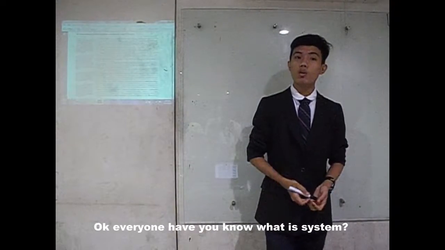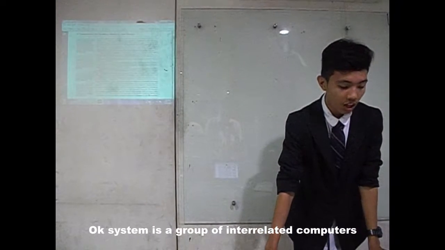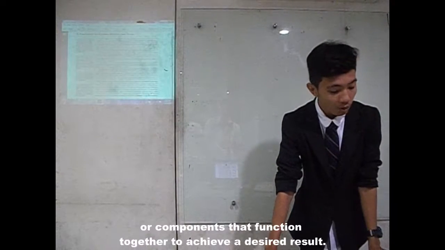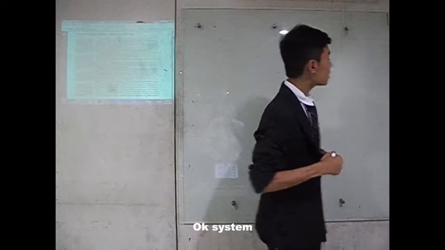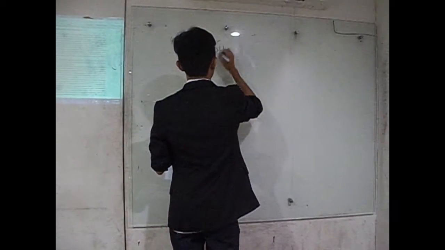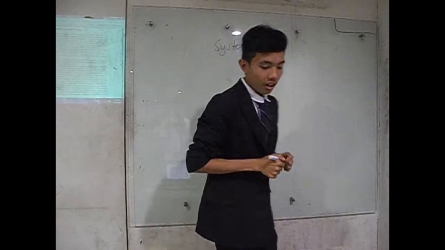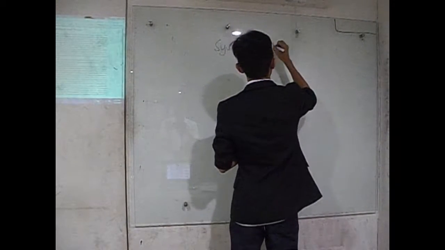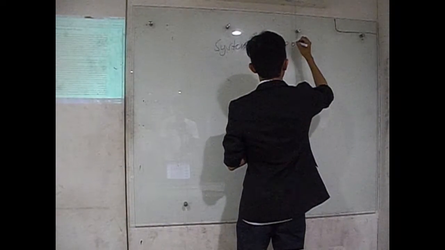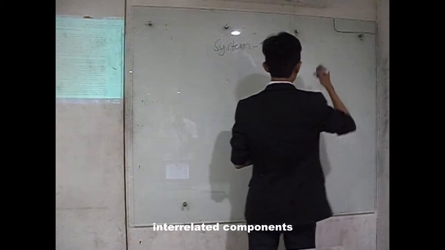Okay everyone, do you know what a system is? A system is a group of interrelated computers or components that function together to achieve a desired result. A system is a group of interrelated components.